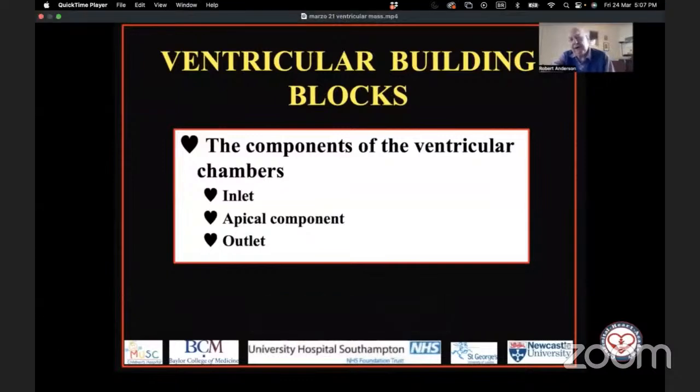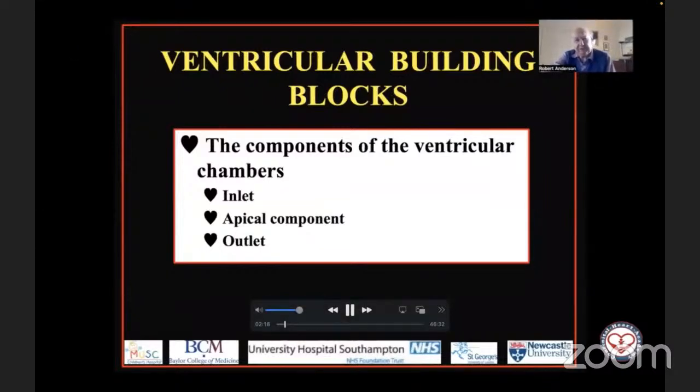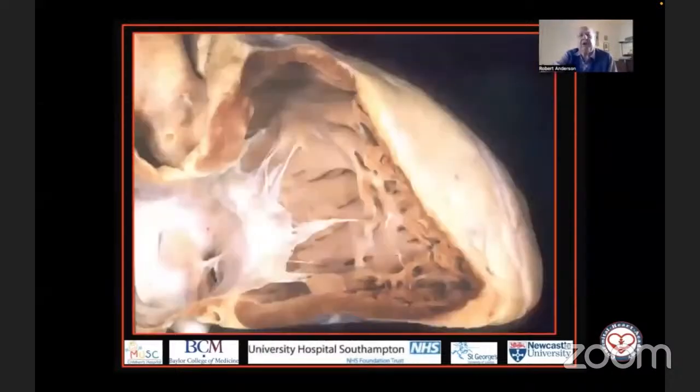I hope you're all aware of this by now. So the components of the ventricular chambers are the inlet, the apical component, and the outlet. So let's look first of all at what we're trying to produce. So you'll recognize, I hope, that here we are seeing the finished version of the right ventricle. We're looking at it from the front. I've removed the parietal parts of the ventricular wall so you can see the septal surface.